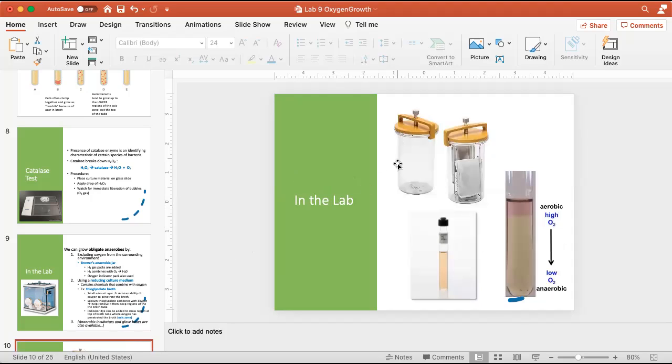Here's what the brewer's jar looks like. It's got a really tight fitting cap on it, and you have to tighten up this thumb screw up here to really get that cap seated. And these are the little packs that come with it. The silver pack is the one that has the hydrogen gas in it. And then you also have this white pack that has the indicator dye in it. It's really frustrating when you try to grow anaerobes and you haven't done it very often.